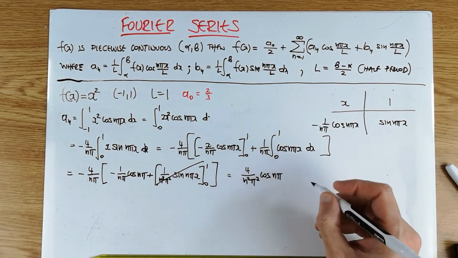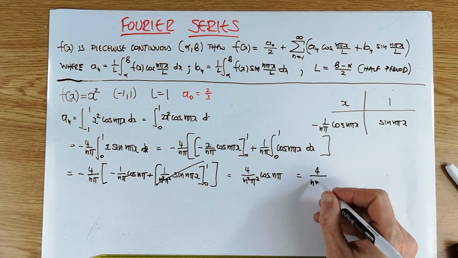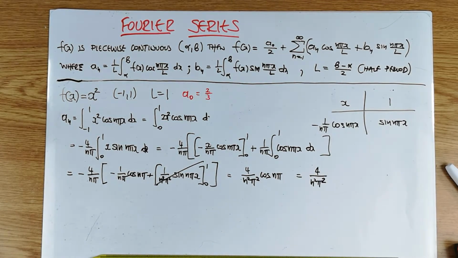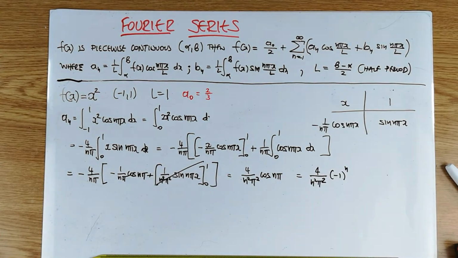And as in the first lecture, this is a result that does occur very often. You need to be familiar with it. I'm not going to be singing a song about it. You should know that the cos of n pi is minus 1 to the power of n. It's a standard way of writing a cos n pi in mathematics.